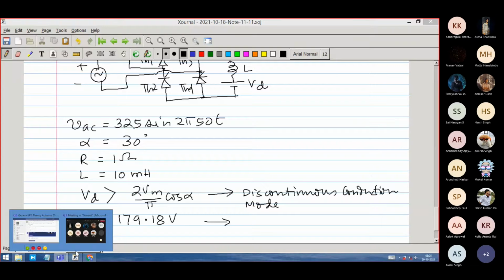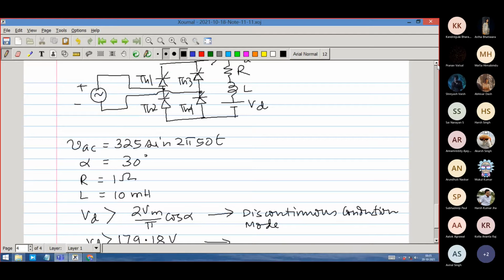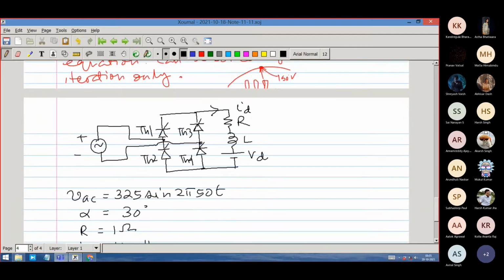How is it in the continuous conduction mode? Suppose it is in continuous conduction mode, what has to happen? The current in the inductor is continuous. All the time in continuous conduction mode, who are conducting? Either TH1 and TH4, or TH2 and TH3, right? Continuous conduction mode, if you look at it, you have this angle, and it is continuous.